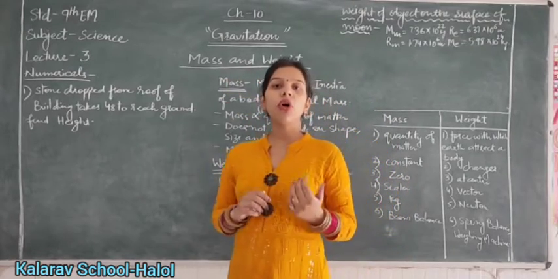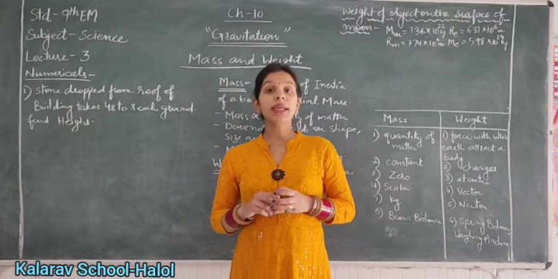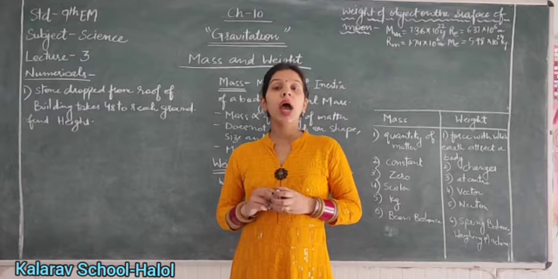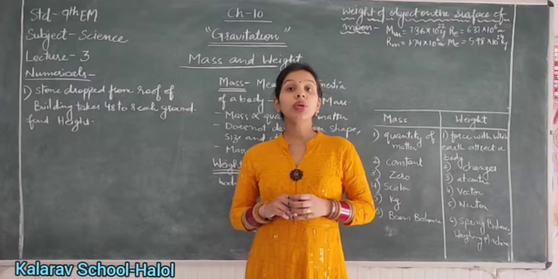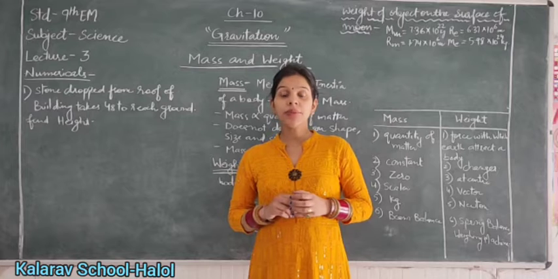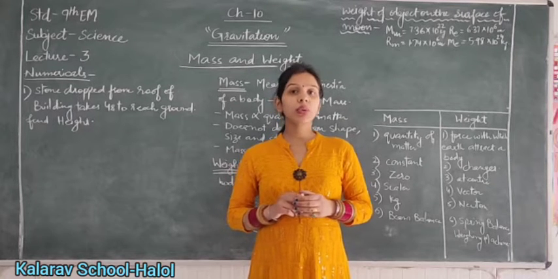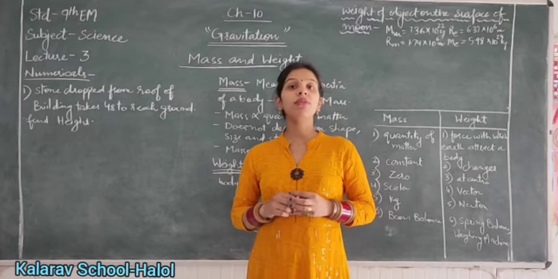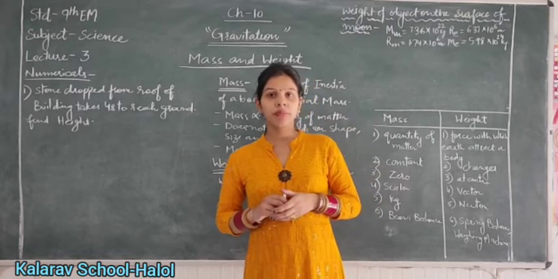Before proceeding towards mass and weight, I will tell you about the numericals which are related to the equations of motion under the force of gravity. So as we had done, s is equal to ut plus half gt square, v is equal to u plus gt, v square minus u square equal to 2gs. These are the equations we had done in the previous lecture. So here is one numerical we will do that is related to those equations of motion.